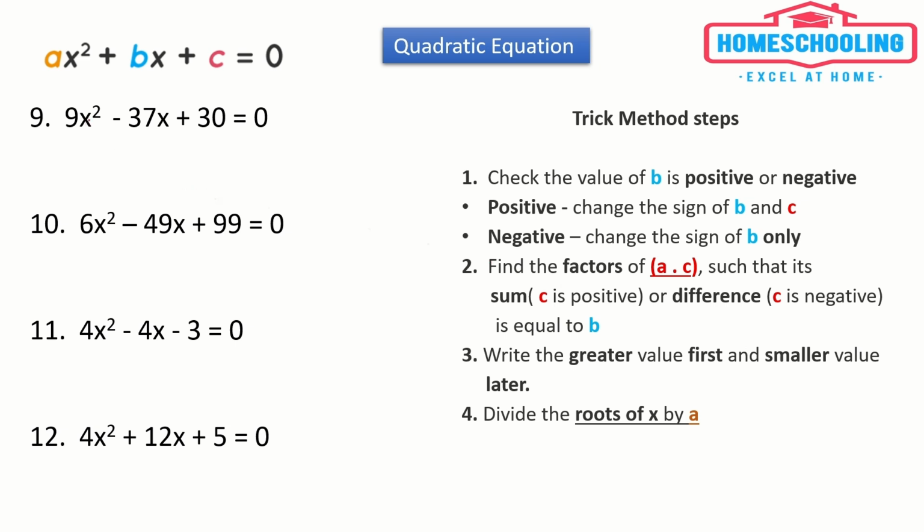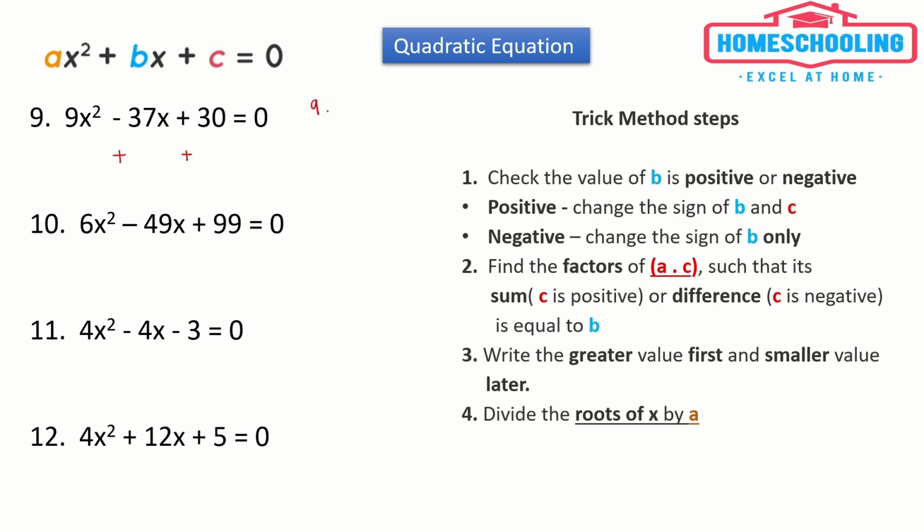Now question number 9. The quadratic equation is 9x squared minus 37x plus 30 is equal to 0. As we can see, the value of b is negative here. So we are going to change the sign of b only. So positive, and this is also going to stay as positive. Previously, when the value of a was 1, only x squared was given, so we used to find the factors of c, but now we will find the factors of a times c. So a is 9 and c is 30.